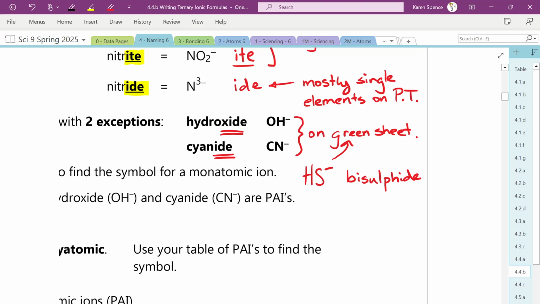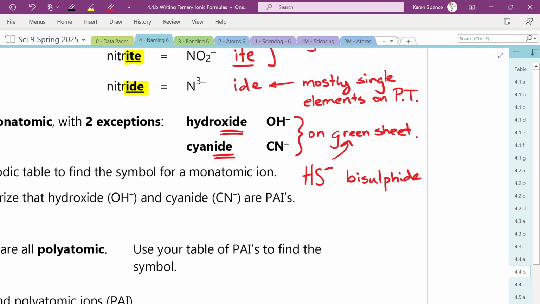These ones, we're going to do them exactly the same way. We want to balance the charges. We want to make the total positive charge equal the total negative charge.